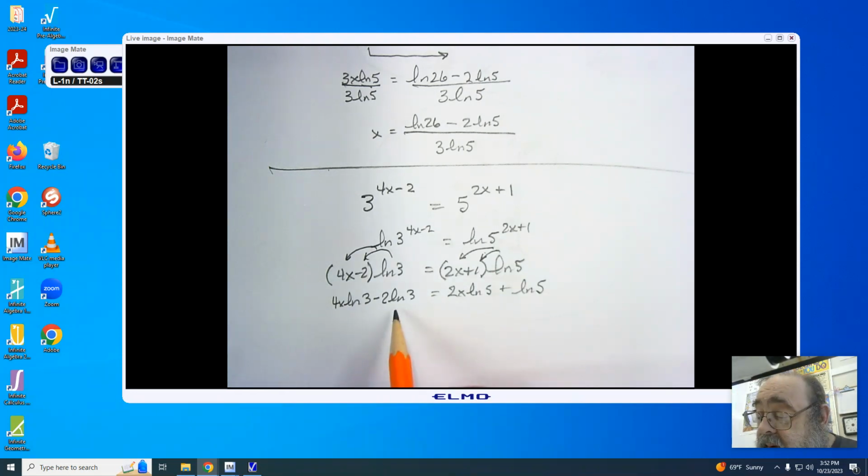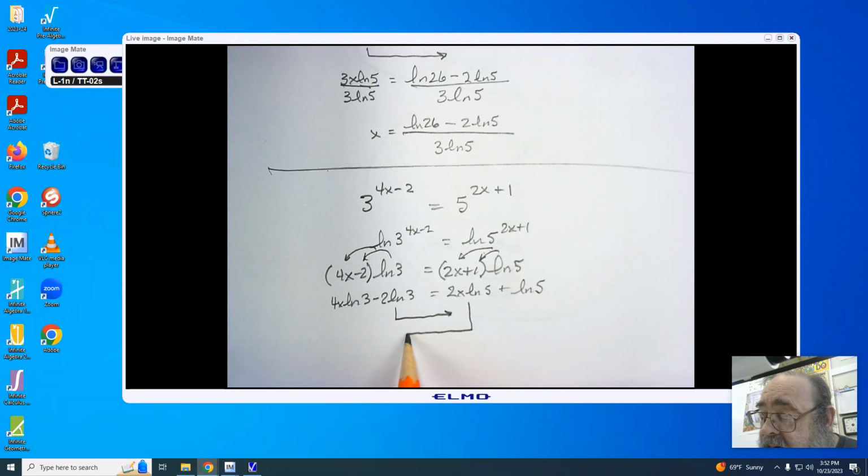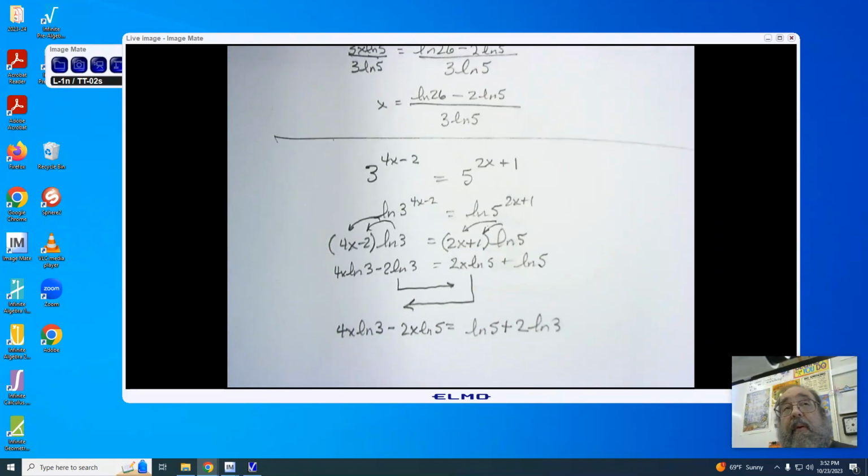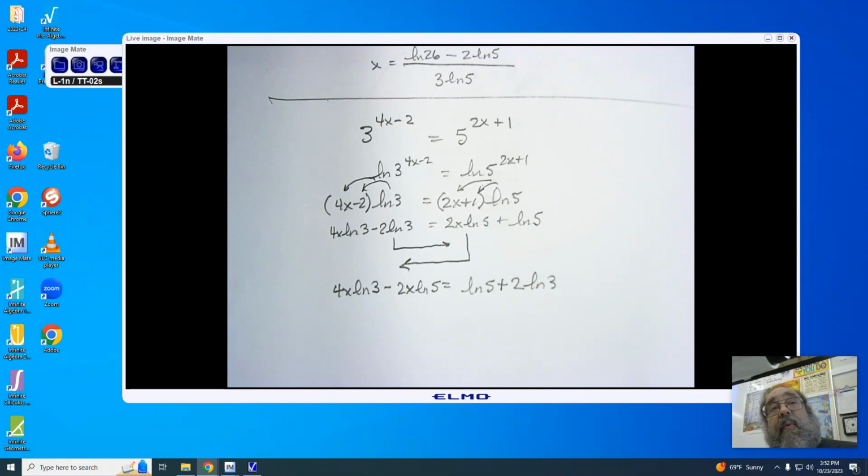I need to move the 2 natural log of 3 over, and I need to move the 2x natural log of 5 over. 4x natural log of 3 minus 2x natural log of 5 is equal to natural log of 5 plus, as it moves over, it changes to its opposite, 2 natural log of 3. Now be careful, we are moving things from one side of the equal sign to the other, and to do that, we do change them to their opposites.